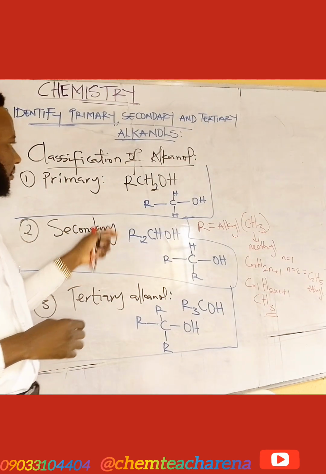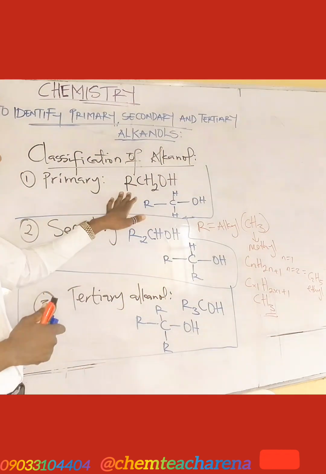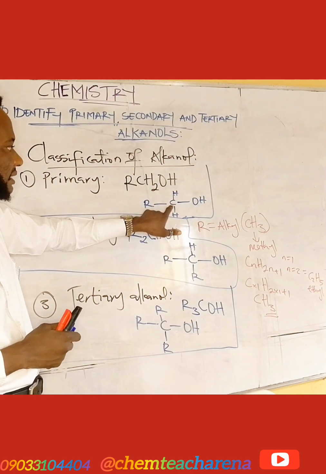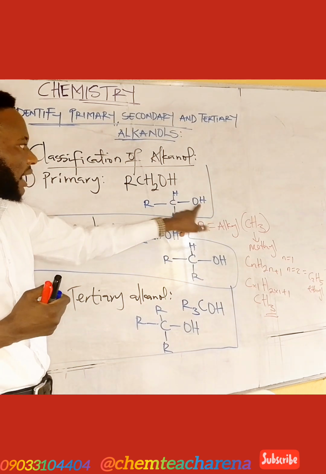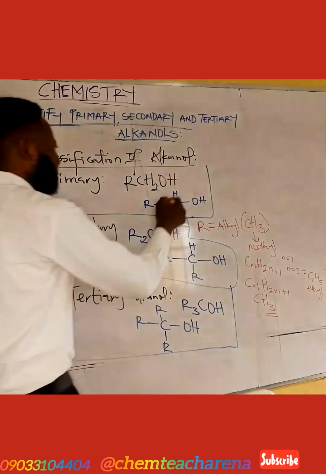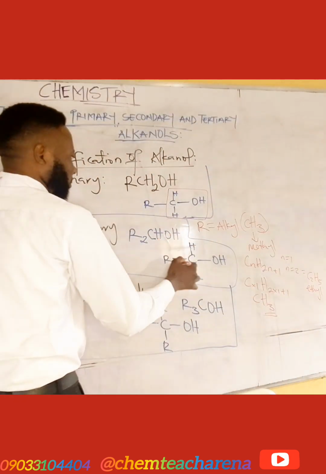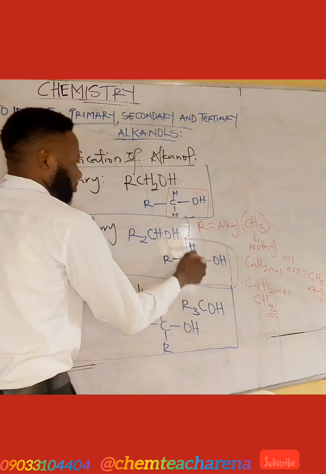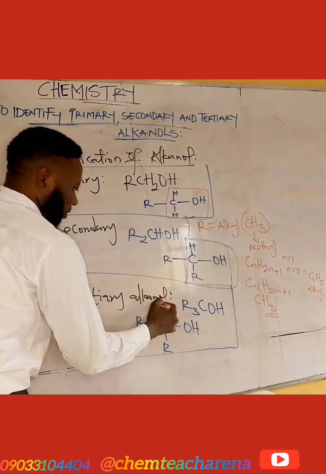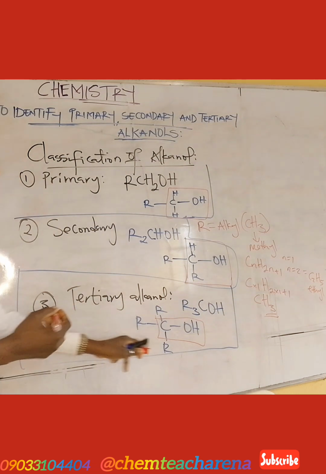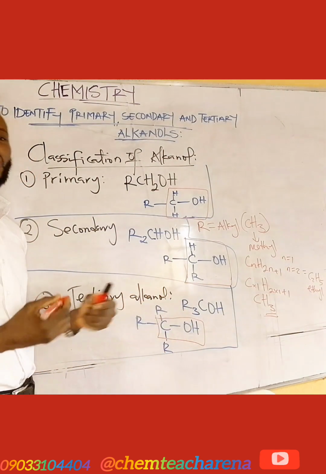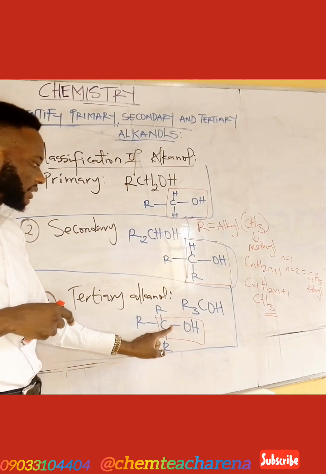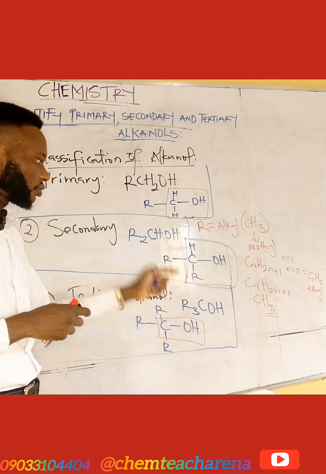Now, this is for primary alkanol. The carbon bearing the hydroxyl has 2 hydrogen atoms. This is your focus. Just focus on this place. For this one, focus on the carbon with the OH. There is no hydrogen attached to the carbon bearing the OH. That's a tertiary alkanol: no hydrogen attached to the carbon bearing the hydroxyl. So that is for that.